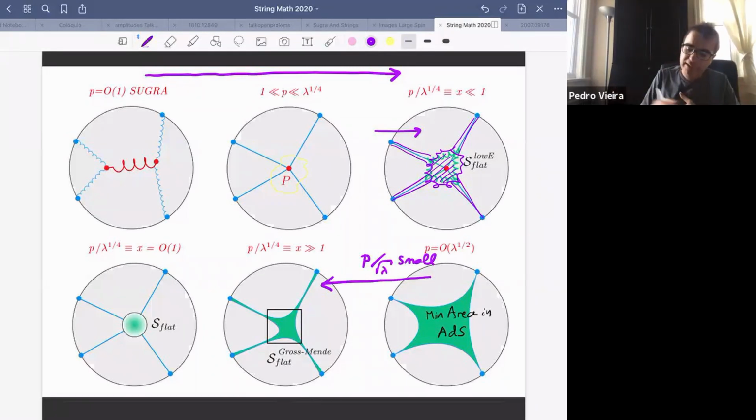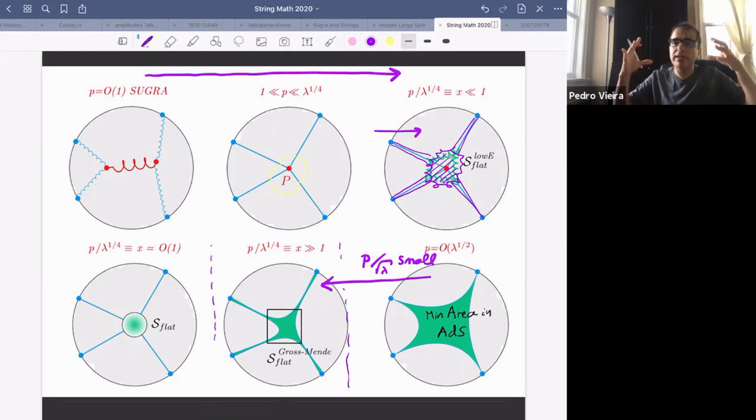Now it will be very interesting to carry this further. If we resum everything, we can get all the way to here, or here if you want, to this Gauss-Mende, but we can't get past. If we start increasing further, then this expansion is not controllable. If P is bigger than lambda to the 1/4, then what we were doing, thinking it was a reasonable expansion at strong coupling, breaks down, and you need to resum everything if you want to see these big extended strings.